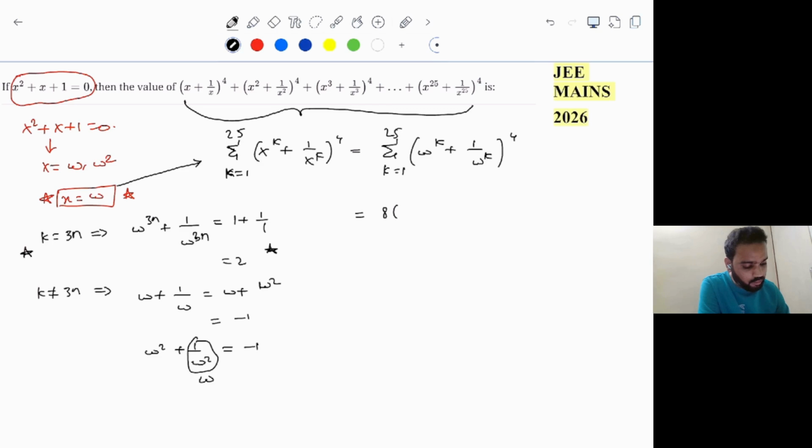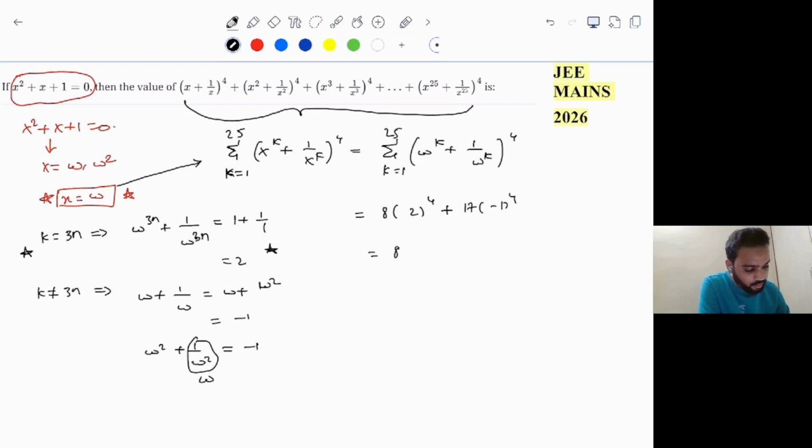So each one is giving you a value of 2, right? So it should be 8 times 2 to the power of 4. And plus, what about the remaining value? So out of 25, 8 values are giving you the value 2 to the power of 4. And how many values are remaining? 17, right? So each of these remaining 17 terms are going to give you the value of what? Minus 1 to the power of 4.